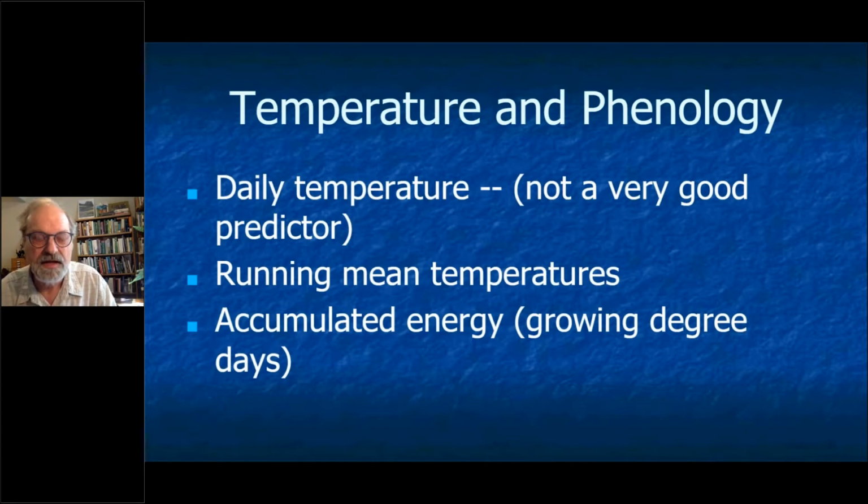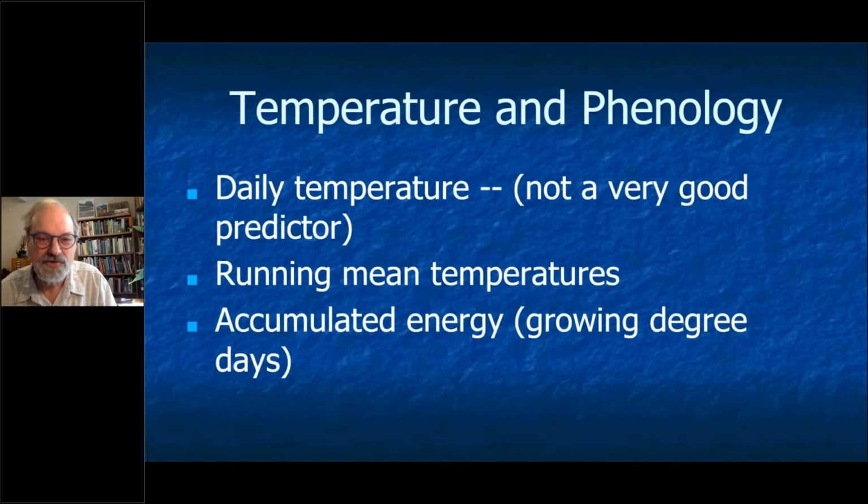What you really need is to average out that variation to look at a trend. And that's what a running mean is. You're basically taking the average over several days in a row and looking at the trend. And that works pretty well. And the ultimate way of doing this, I won't get into all the details, was discovered a while ago. And that's a measurement called growing degree days.